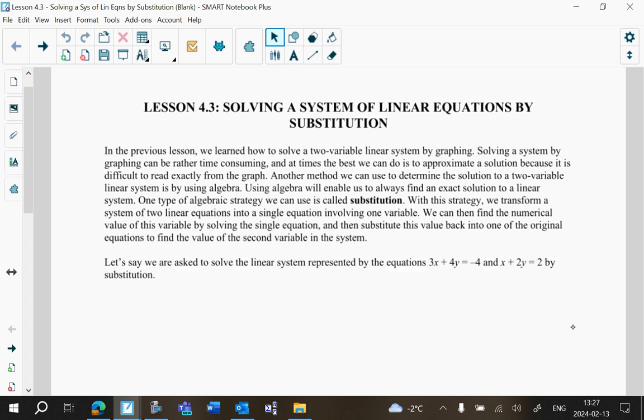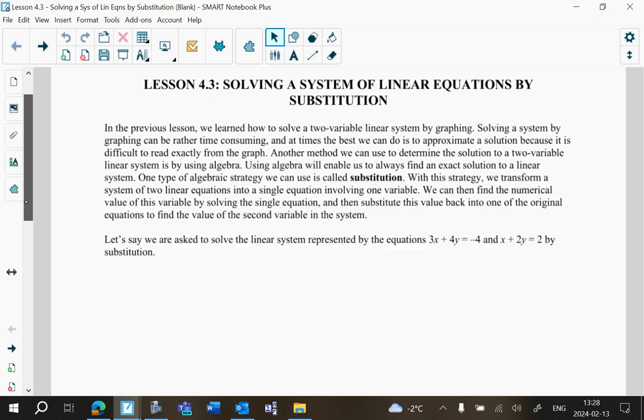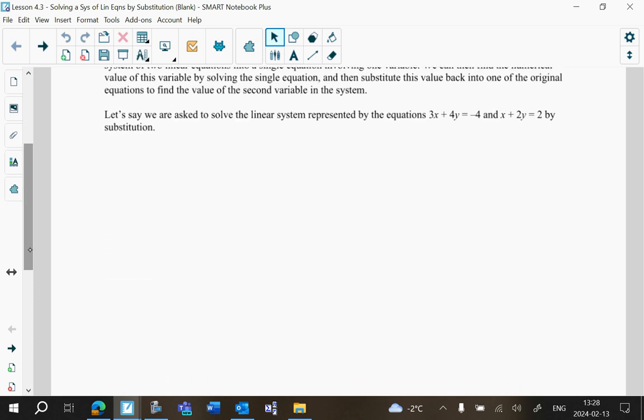So there's two ways we can solve a system. One is by using substitution, and the other is called elimination, which we'll talk about later on, probably starting Thursday. But I would like to talk about substitution. And the best way to do this really is by an example. So let's say we have these two equations.